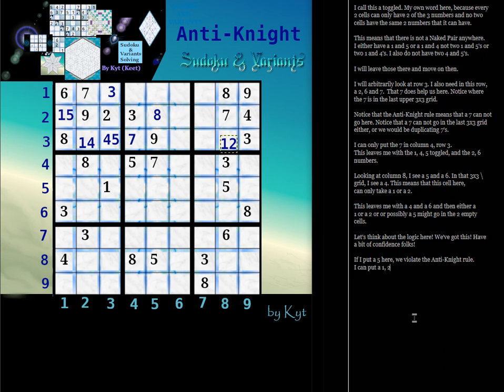I can put a 1, 2, 4, 6 there, but then looking at the anti-knight rule, not ruling out anything. The other cell can take a 1, 2, or a 6.